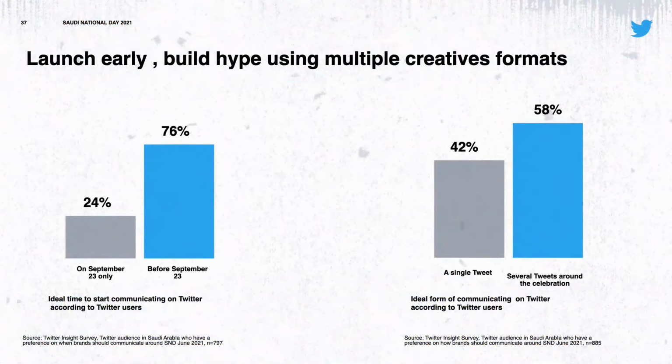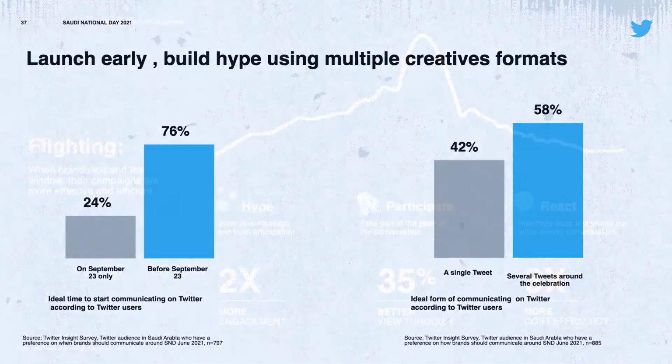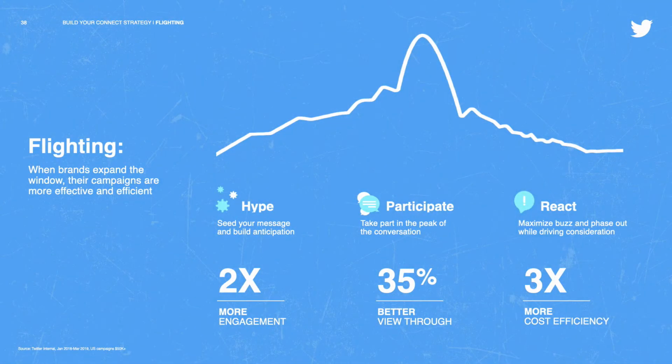You should launch early, you should build a buzz and hype using multiple creative formats, because we have seen that the majority of brands shortchange their campaign date strategy. Over 50% of Connect campaigns only activate on the event days. However, brands that expand their window are more effective and efficient. Brands that connect during the surrounding days in addition to event days see twice more engagement, 35% higher view through, and 3 times more cost efficiency.